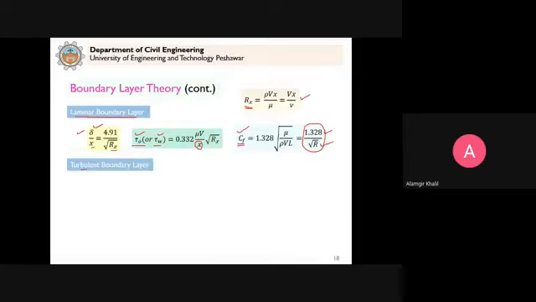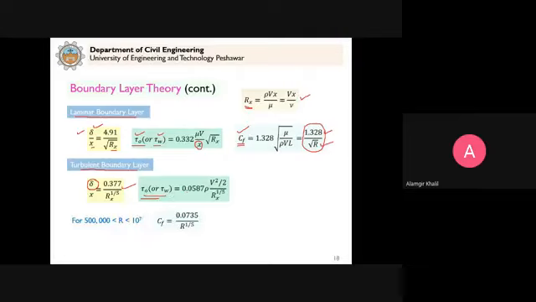Similarly, if we have the turbulent boundary layer, then in that case this equation we can use to calculate the thickness of the boundary layer, delta. And this is the expression for the shear stress. Now in case of turbulent boundary layer, when R is greater than 500,000 and less than 10 power 7, you can use this equation here to calculate the friction coefficient. If R is greater than 10 power 7, then in that case we can use this equation to calculate the friction coefficient.